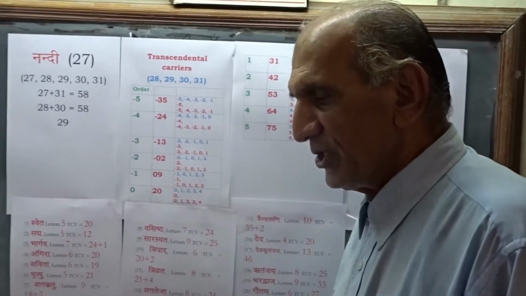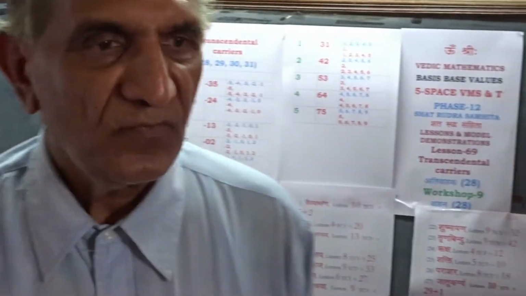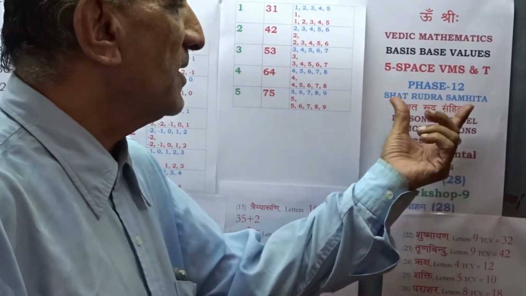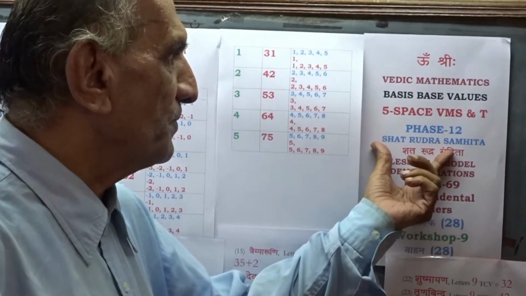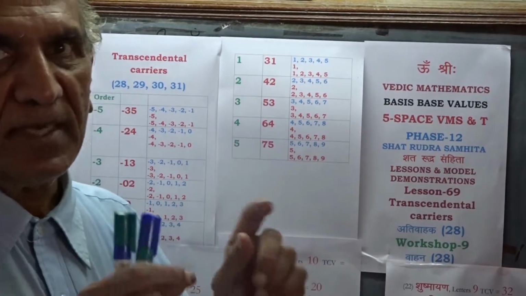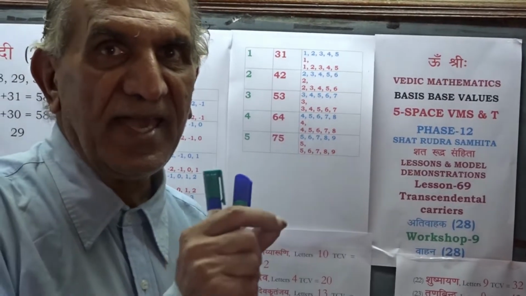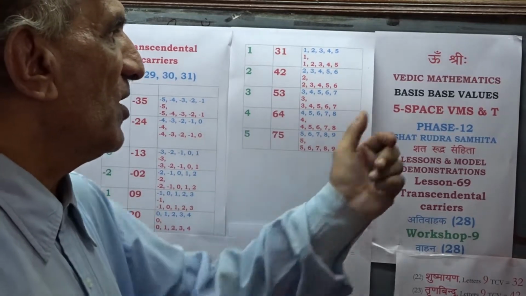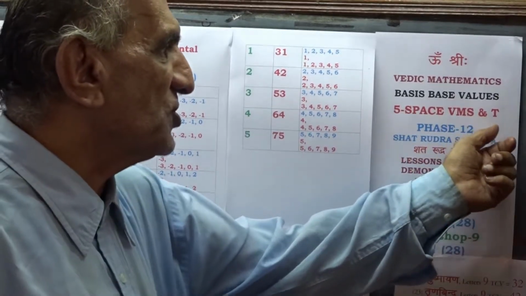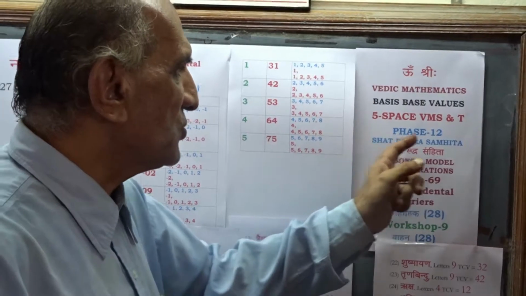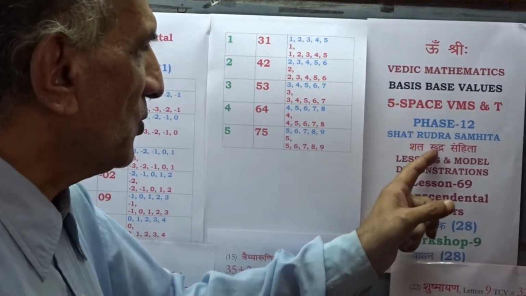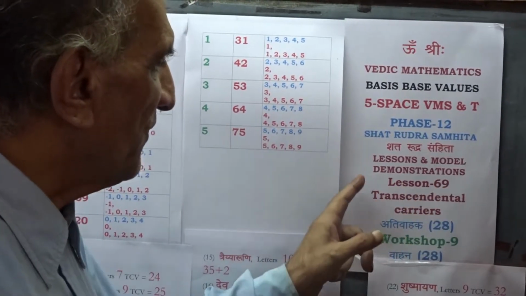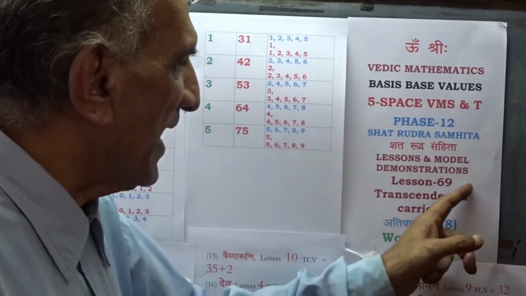We are initiating ourselves with the exposure to Shatrudra Samhita, ancient wisdom compiled and preserved with us as Shiv Puran, the ancient textbook of 5-space VMST. In this phase 12 of Shatrudra Samhita, in present lesson 69, we will be focusing upon transcendental carriers.